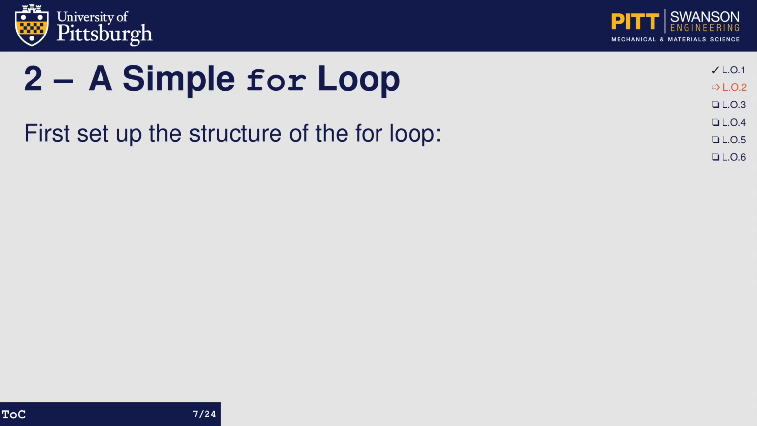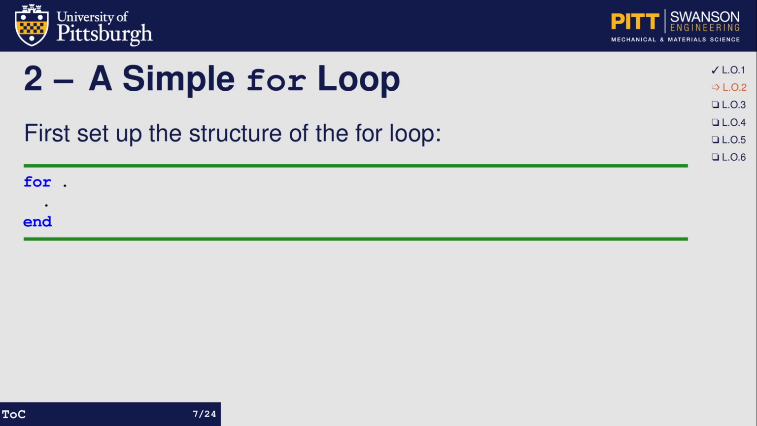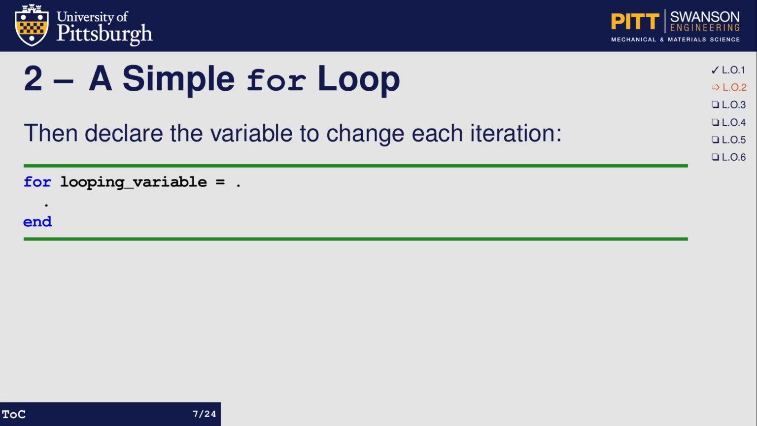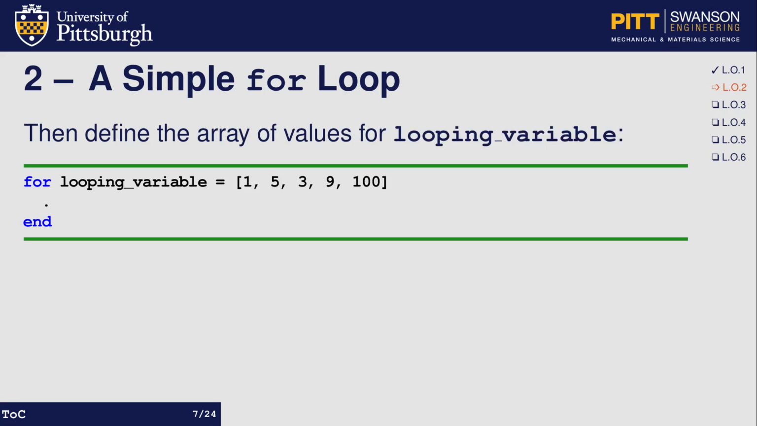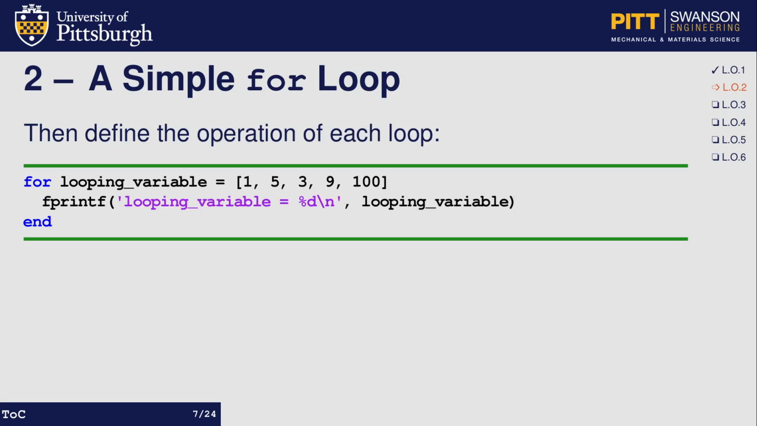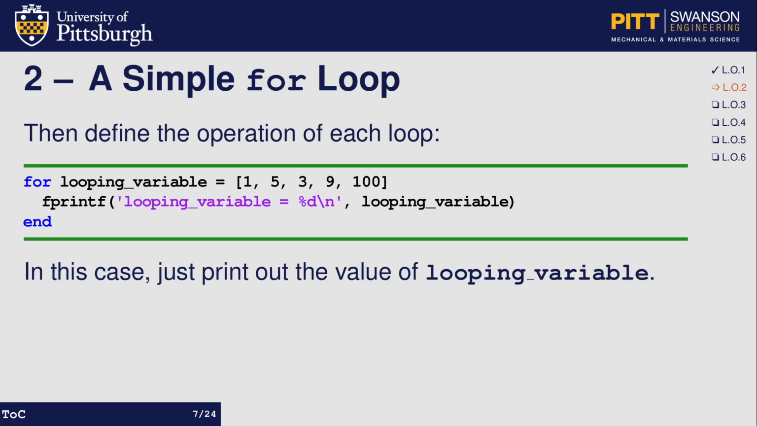First, let's set up the structure of the for loop using the for and end keywords. Then declare the variable to change each iteration. Here, I call it looping variable. Then define the array of values for that variable to adopt. In this case, I've chosen some arbitrary array, 1, 5, 3, 9, and 100, to illustrate the underlying functionality. Then define the inner loop operation, which in this case is just to print out the value of the variable.